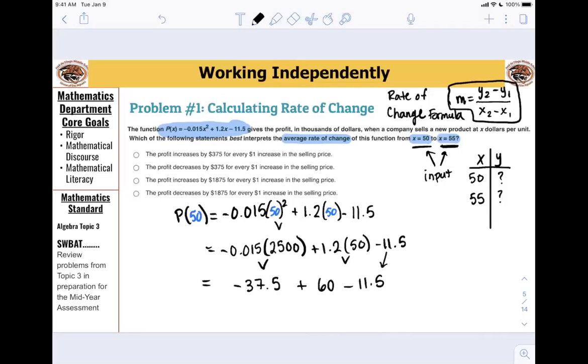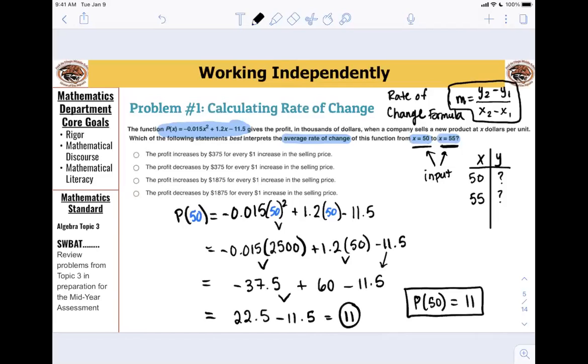Okay, and now I have one last step. I need to do some addition and subtraction. So negative 37.5 plus 60 gives me 22.5. And I'm subtracting 11.5 from that. So my final answer is 11. So all of this work that I just did tells me that P of 50 equals 11. Function notation, remember?